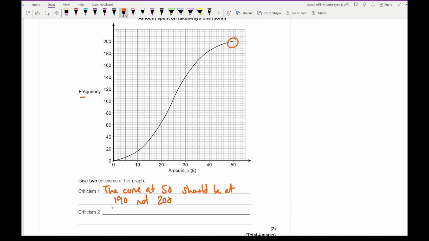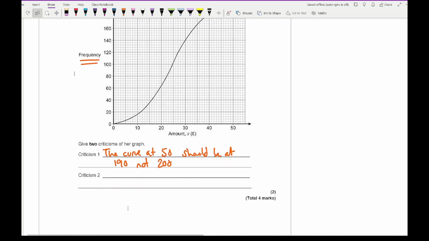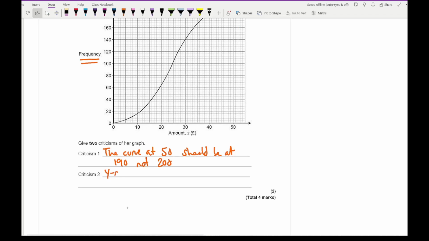And also our second criticism is when you're doing a cumulative frequency, we don't have frequency going up. So here our y-axis is labelled incorrectly, and you could say something along that should be cumulative frequency, not just the frequency. So something along those lines would be absolutely fine for the 4 marks.